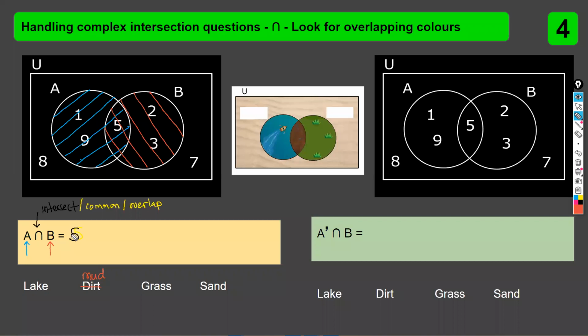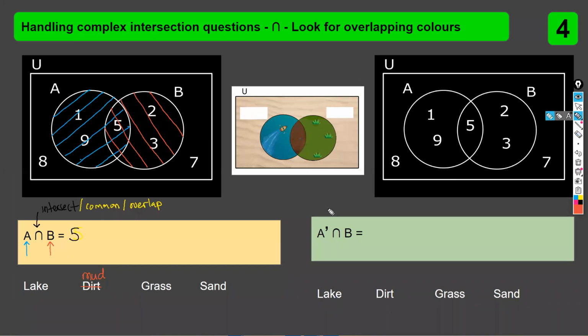So that is how we got 5, because who lives in the area with both colors? The dirt or mud region. And who lives there? 5. But we could have done this question without going through all that headache because it's such an easy, common question, and you all probably saw it over and over in school.